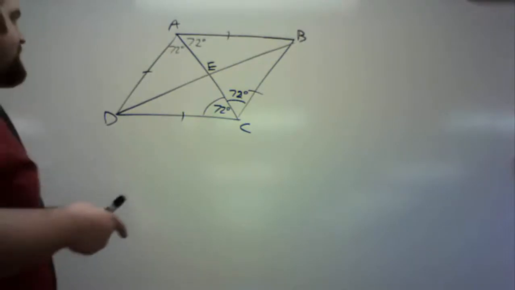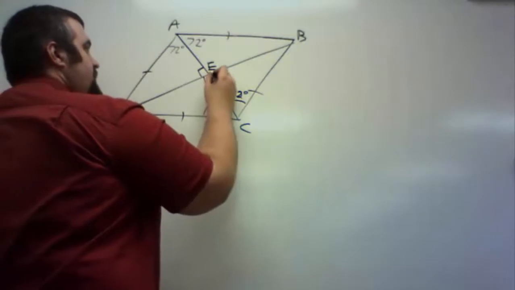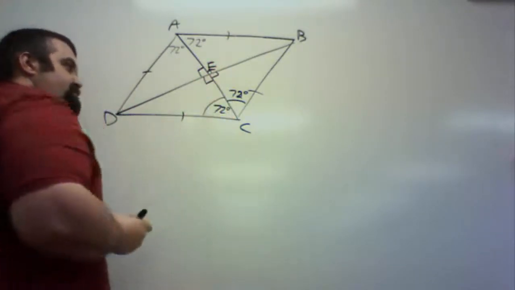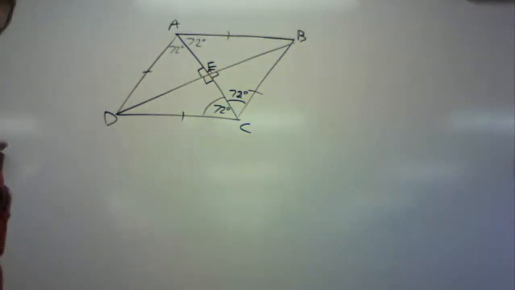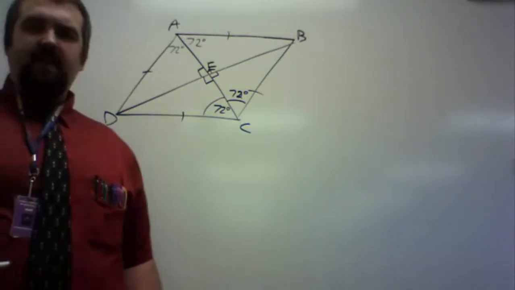Wait a second, this also intersects at a right angle, because diagonals of a rhombus intersect at a right angle. I think that's all I know for now. Let's see if I can use this information.